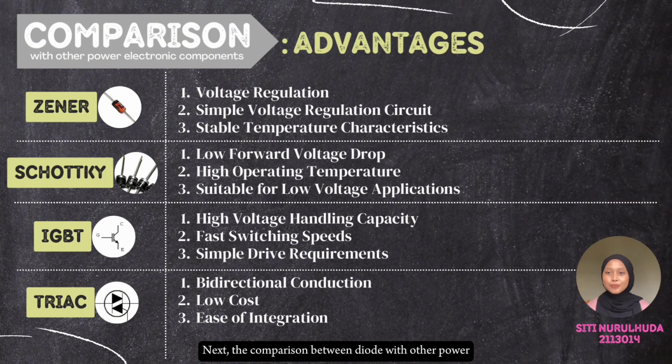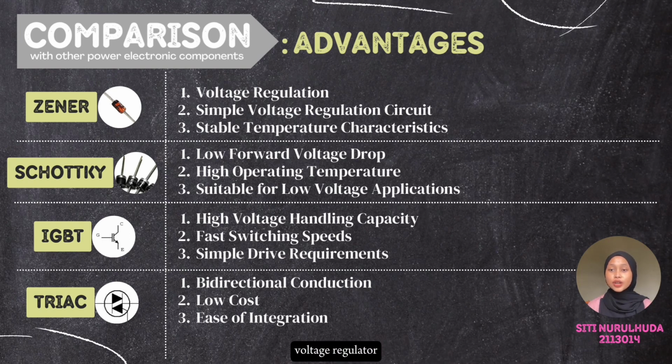Next, the comparison between diodes and other power electronic components in terms of advantages. First, Zener diode. The first advantage of Zener diode is voltage regulation. Zener diodes are commonly used as voltage regulators in electronic circuits because they can maintain a nearly constant output voltage.